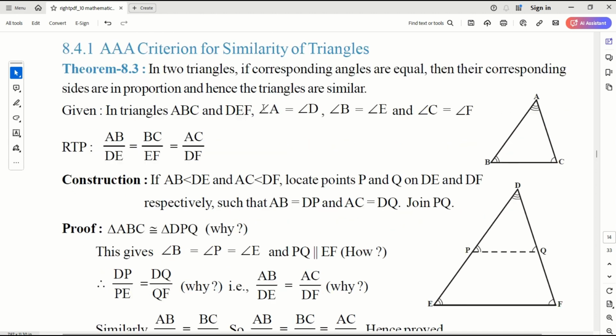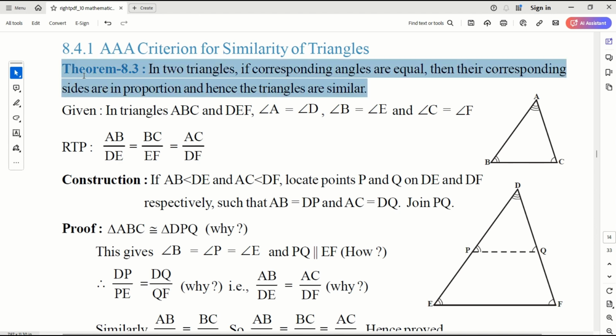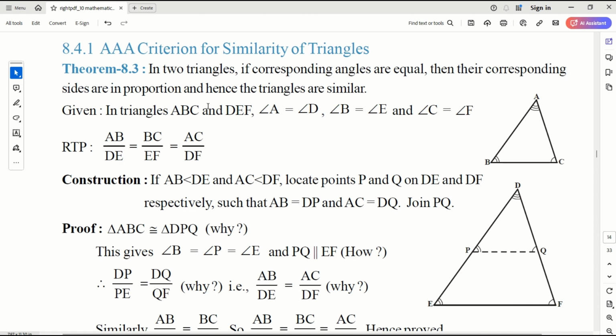Now next, AAA criteria for similarity of triangles. In two triangles, if corresponding angles are equal, then corresponding sides are also in proportion. Hence, the triangles are similar. This is the theorem which he is proposing. So let's prove this. That means we don't need to check proportionality of the sides if the angle criteria is met. This is only for triangles. It is not for all polygons.